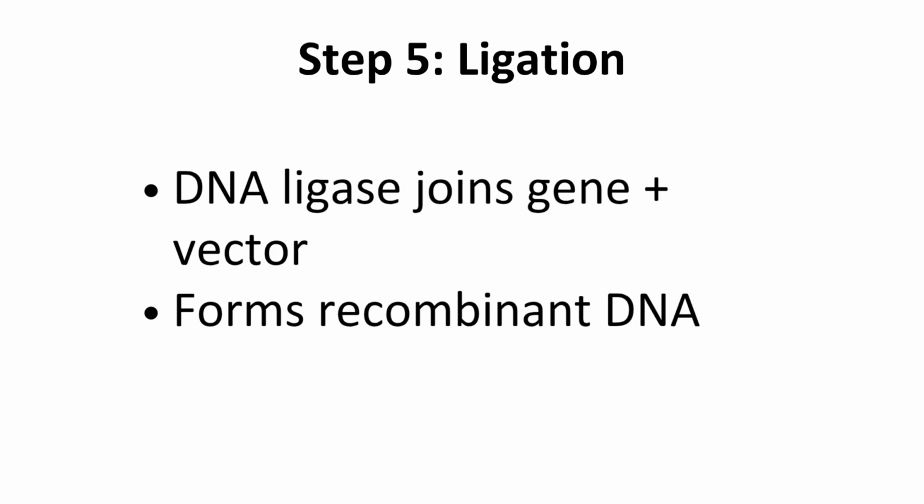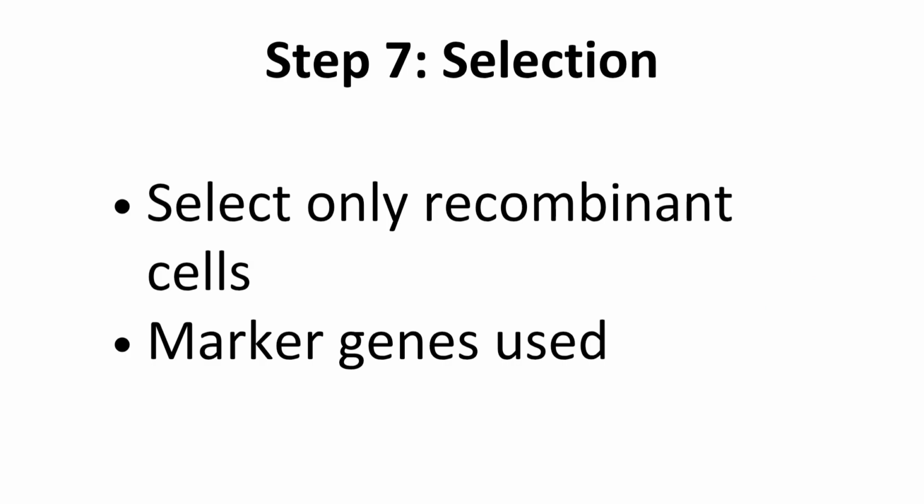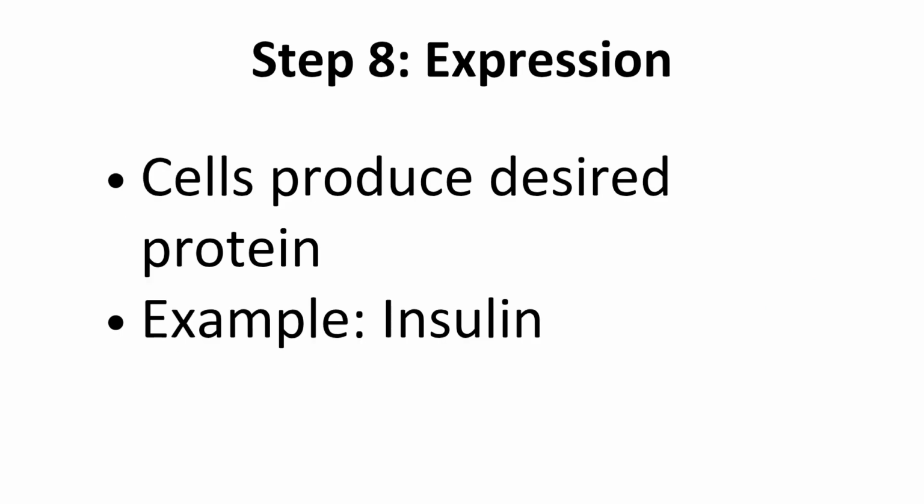Now, the recombinant DNA is introduced into a host cell. This process is called transformation. It can be done using heat shock or electroporation. Not all cells take up the DNA, so we select only the transformed cells. Marker genes help in identifying these cells.